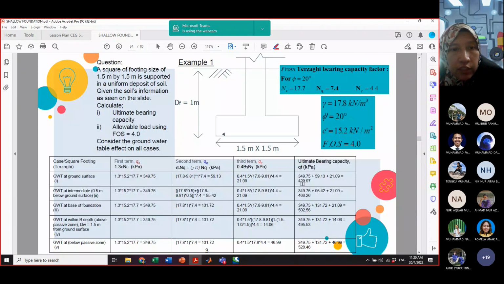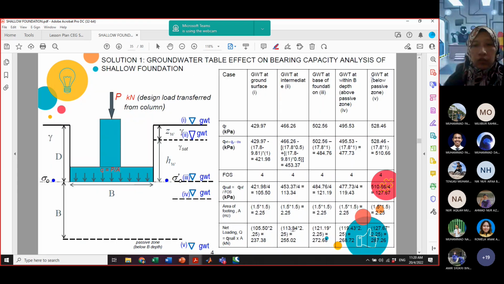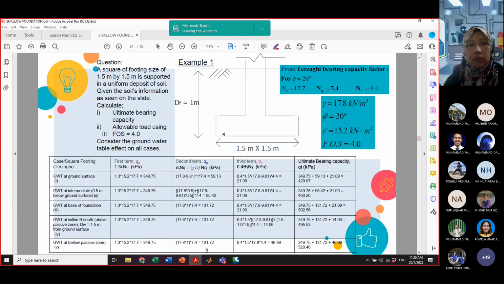Okay, sebabkan kita nak kira yang pertama, kita nak jawab untuk yang pertama ni. So this table referring to the case 1. Okay, table ni untuk yang pertama. Table berikutnya untuk yang kedua. Untuk soalan kedua.